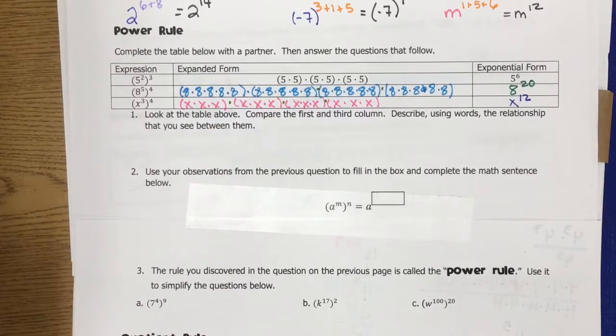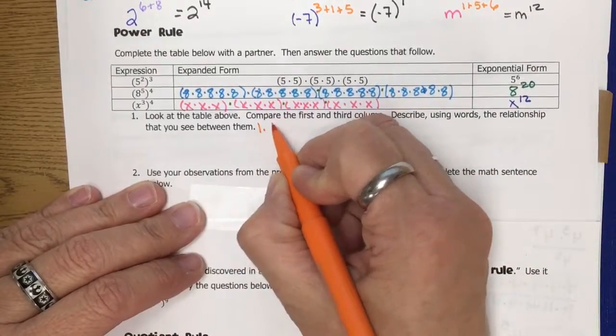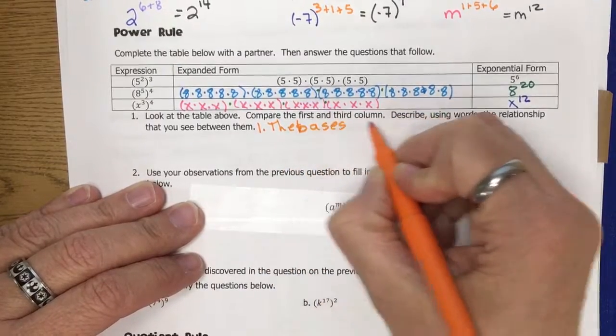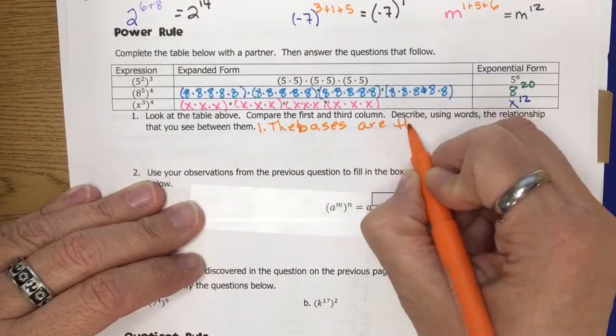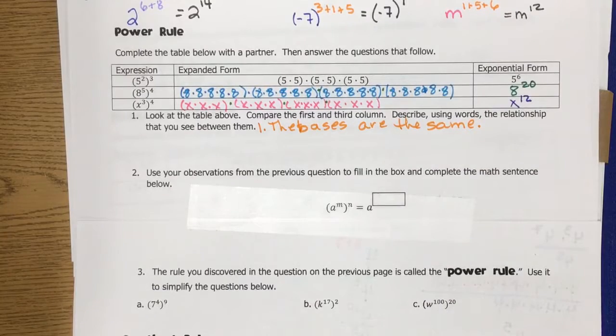Okay, so now let's look at these again. Look at the table above and compare the first and the third column. Again, for the third time now, if you're following along on all the videos I'm doing, the bases are the same. This 5 is still 5, the 8 is still 8, and the x is still x.